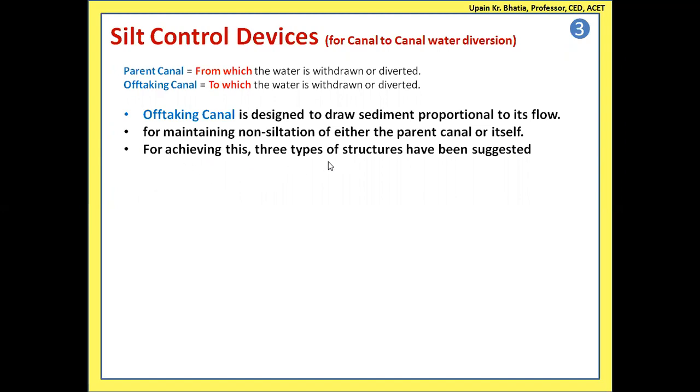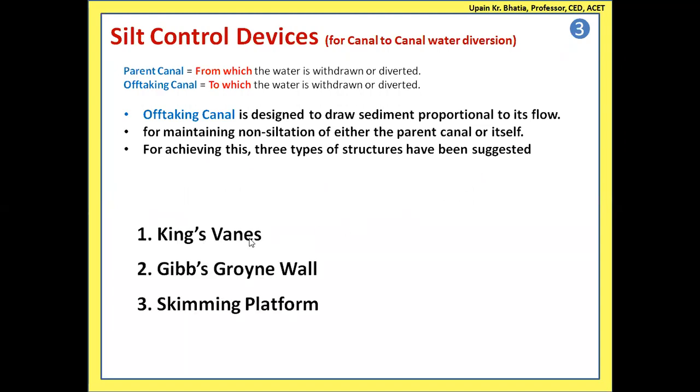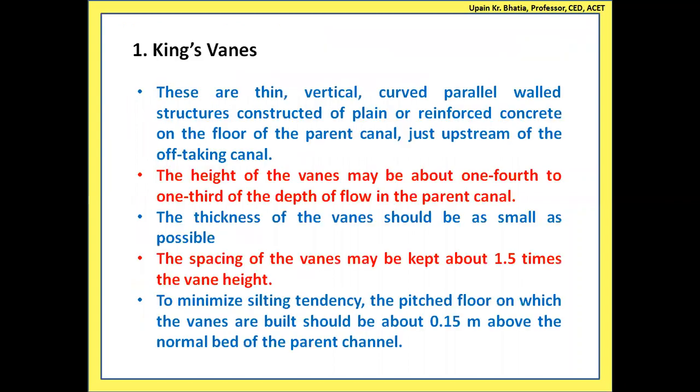And for achieving this, 3 types of structures have been suggested, and we discussed the names as King's vanes, Gibbs groin wall, and skimming platform. So now we will be discussing these structures one by one. Let us discuss the King's vanes first. These are thin, vertical, curved, parallel walled structures.